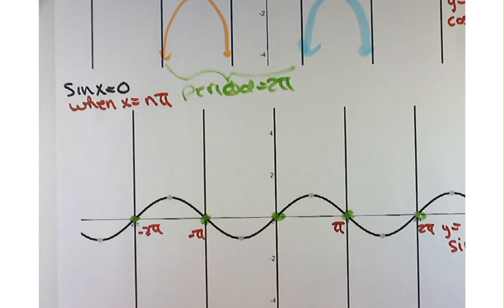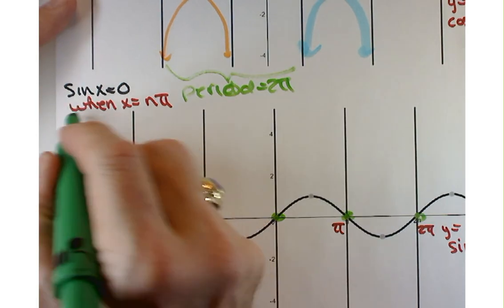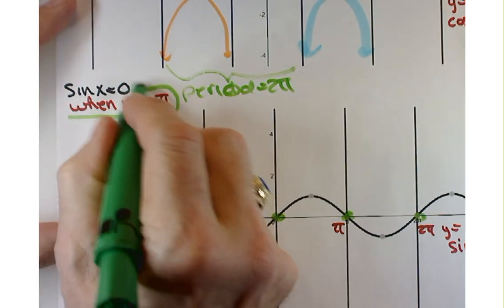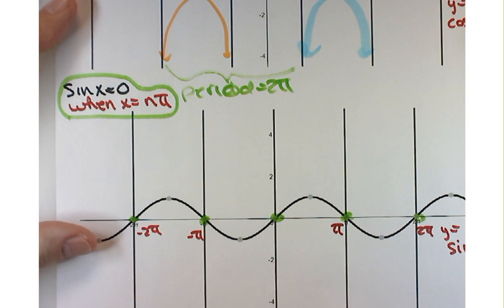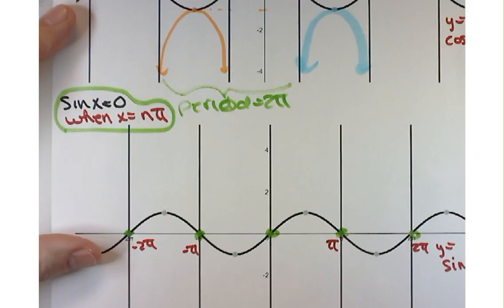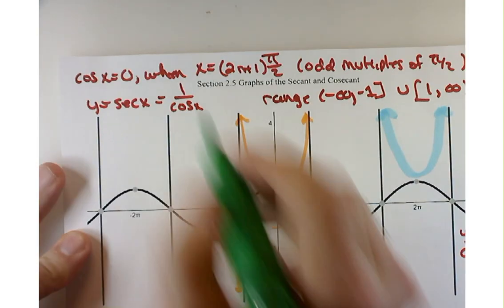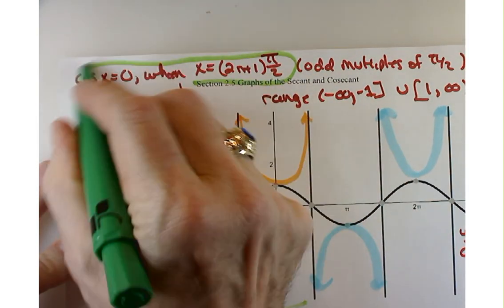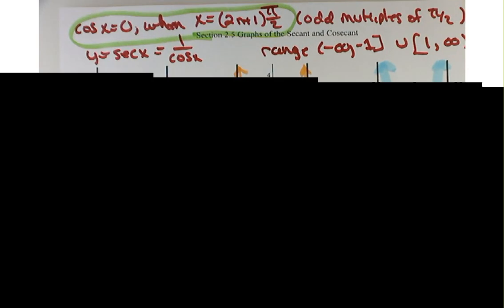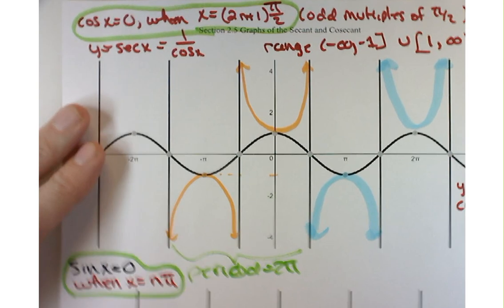These two little pieces of information, I strongly suggest that you keep in a special place, maybe where you put all your identities. That way you can look back at them. So this one and this one, where the cosine is equal to 0 and where the sine is equal to 0, are going to come back at us a lot in this course.